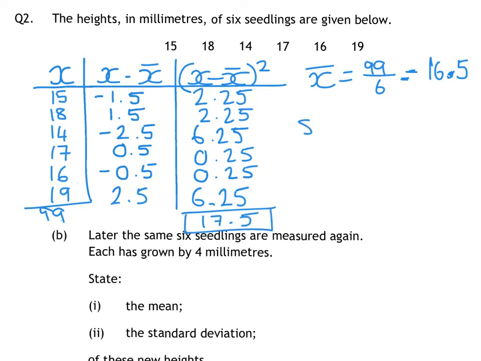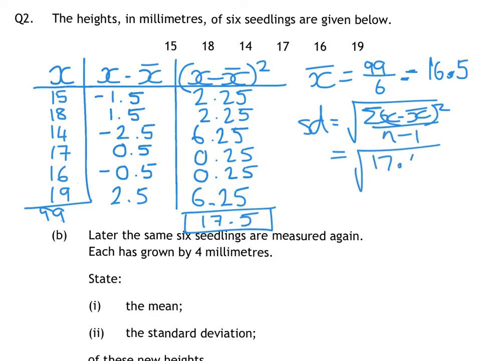Now the formula for this one is standard deviation equals the square root of the sum of your x minus x bars all squared, divided by n minus 1. That's just basically the total of that column, so your 17.5 goes up the top. And the number at the bottom, n is 6, right? So you've got 6 numbers in your list, so n minus 1 is 5. You then work that out in your calculator, so it's the square root of 3.5, which is, to 2 decimal places, because it hasn't mentioned rounding, 1.87. Okay, so there's the 2 things we're after. The mean is 16.5 and the standard deviation is 1.87.